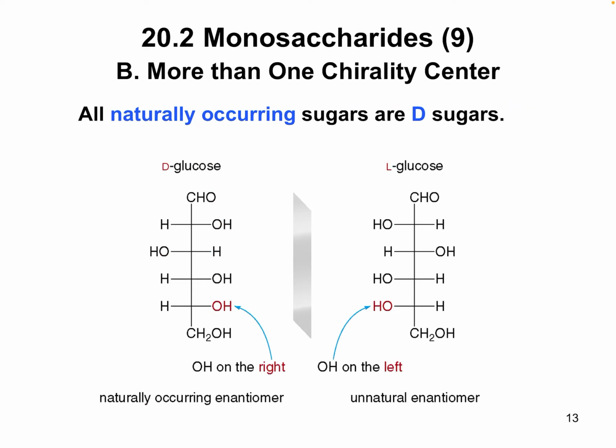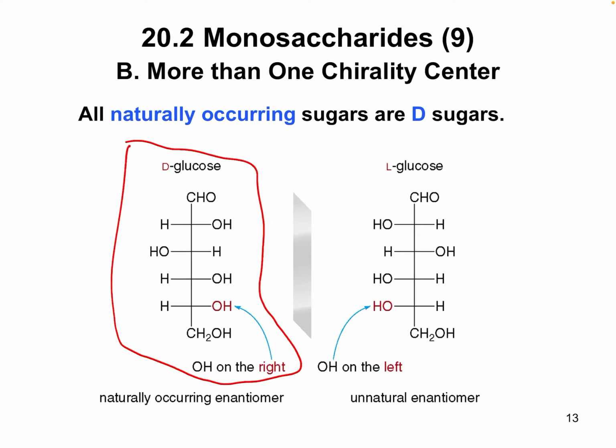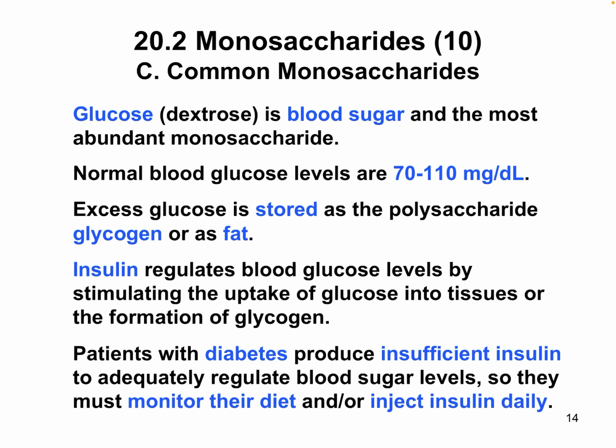You will have to remember that naturally occurring sugars are the D stereoisomer. All right. So D-glucose is the natural form, and L-glucose, there aren't many organisms that can even metabolize that because our enzymes are built to look and to metabolize D sugar specifically.